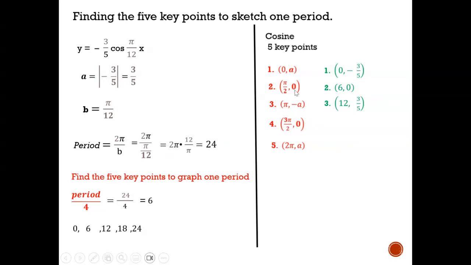It'll be negative amplitude, 0, positive amplitude, 0, and negative amplitude. That's why if it's positive here, it's going to be negative here because of the negative at the beginning. So we got 18, 0, and finally 24, negative amplitude, which would be negative 3/5. These are my 5 key points. To graph it, all you do is make your graph and include these points on the curve, and now you get a perfect cosine curve.